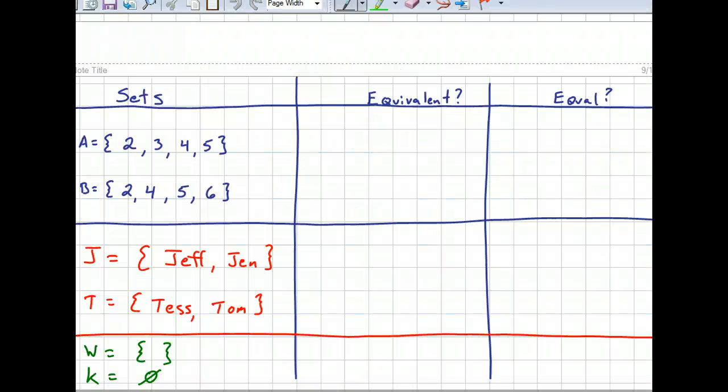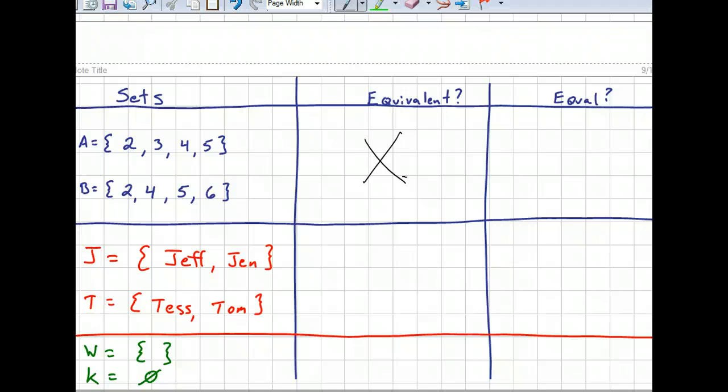So, here are some examples. On the first one, we have set A, which is 2, 3, 4, and 5, and set B is 2, 4, 5, and 6. Are these equivalent or equal? They're equivalent. They're not equal because one set does not have a 6 and the other set does not have a 3. They have to have the exact same elements to be equal.